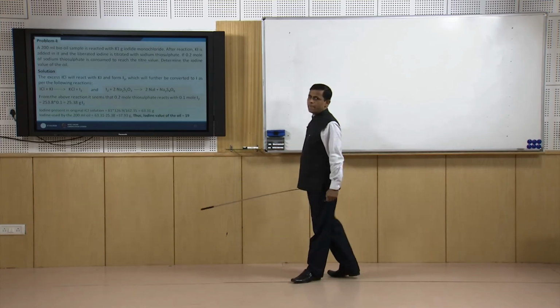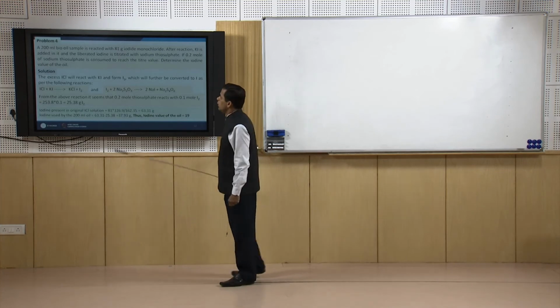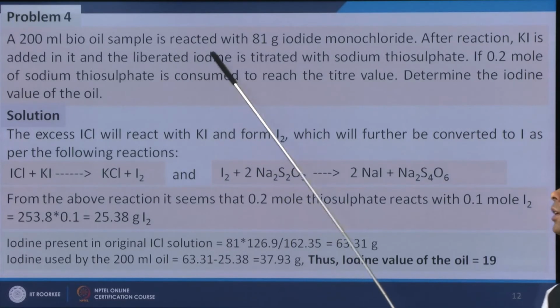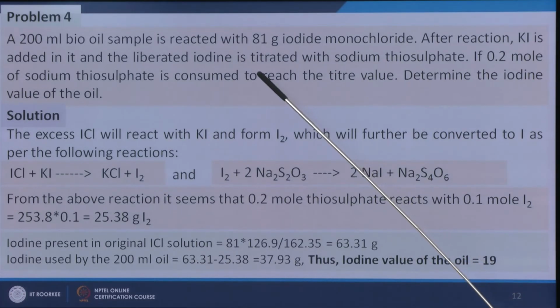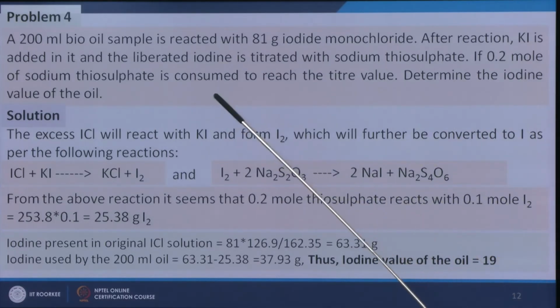This is the next problem. The statement of this problem is that a 200 ml bio oil sample is reacted with 81 gram iodine monochloride. After the reaction, KI is added to it and the liberated iodine is titrated with sodium thiosulfate. If 0.2 mole of sodium thiosulfate is consumed to reach the titration point, determine the iodine value of the oil.